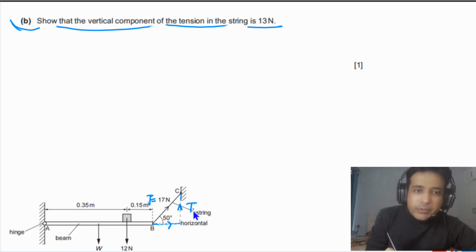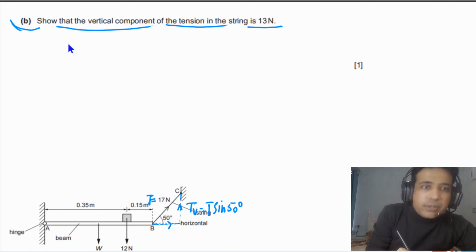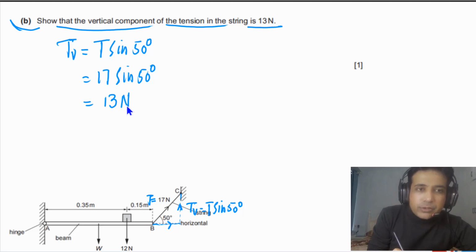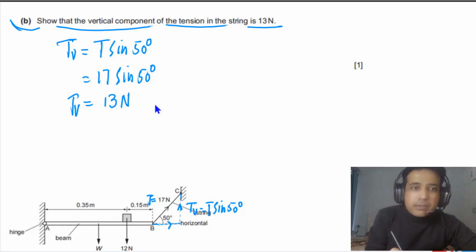So we can say this one is TV, and TV in this case will be equal to T sine of 50 degrees. So simply we need to write down TV, the vertical component of tension, is equal to T sine of 50 degrees. And now simply you need to plug in values. We have 17 sine of 50 degrees. If we solve this one, our answer up to 2 SF will be equal to 13 newtons. So this is the value of TV. And this question has only 1 mark. If you have got the right answer, you will get 1 answer mark.